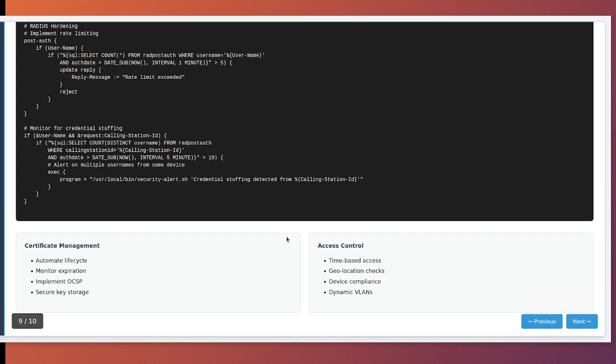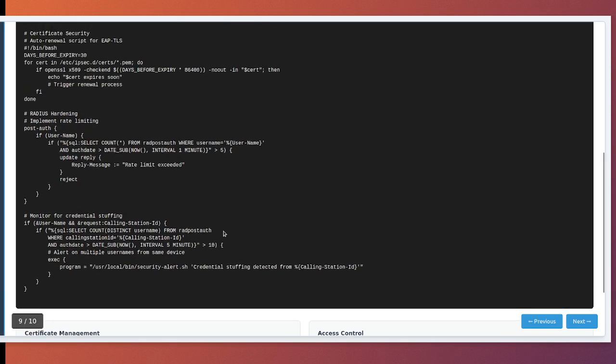The configuration examples show security hardening for different components. Notice the emphasis on logging and monitoring. You can't secure what you can't see. Integrate your RADIUS logs with your SIEM. Alert on unusual patterns, like authentication from new locations or outside business hours, and regularly review access reports.